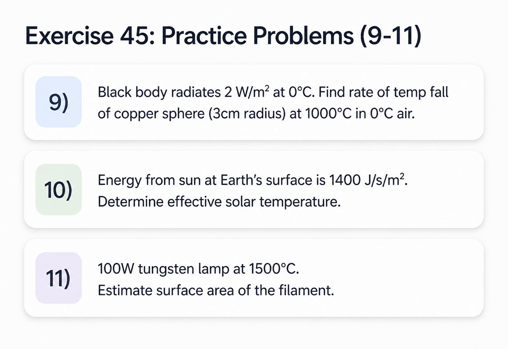Question 10 provides the solar energy received at the Earth's surface and asks for the effective solar temperature. This requires working backward from the solar constant to the sun's surface using the inverse square law. Question 11 asks us to estimate the surface area of a 100-watt tungsten filament operating at 1500 degrees Celsius, which is a direct application of Stefan's law, solving for area A.